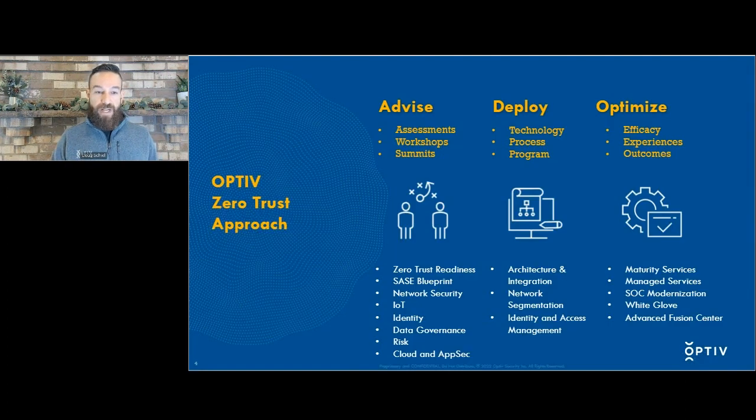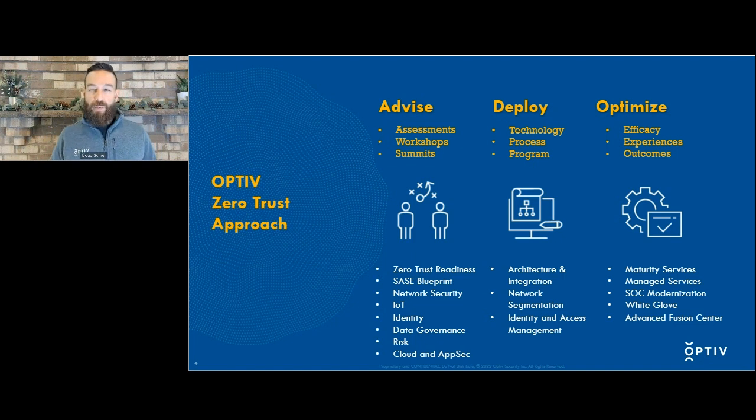And so when I talk about how we do that, Optiv does that as an advise, deploy, and optimize type approach. Optimize, or in some cases actually operate, right? On the advise stage, that's where we're doing our assessments. We're doing some workshops. We're really doing some discovery on your environment for you. Now, a great place to start would be a zero trust readiness assessment, to look at the existing tools, the existing shape of your business, as it were, and come up with some recommendations, right?